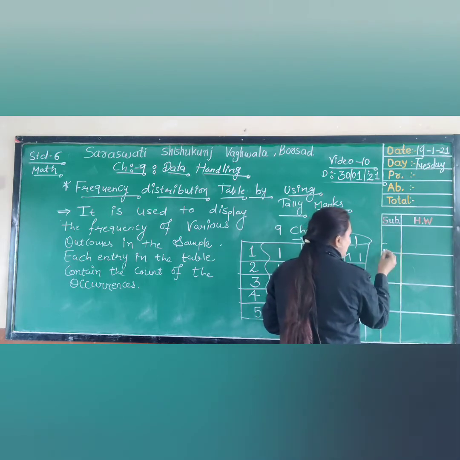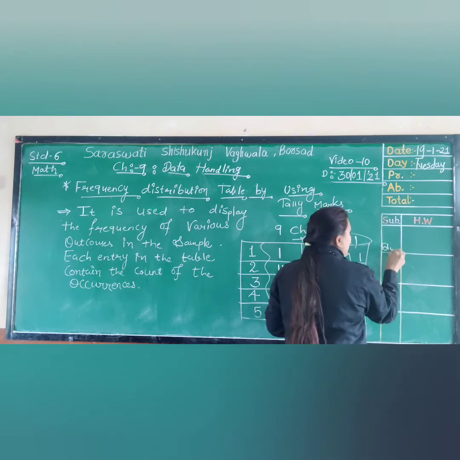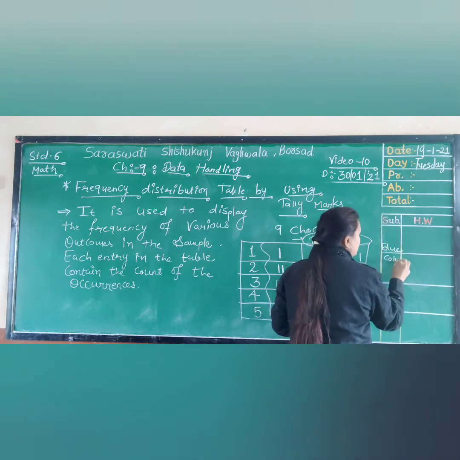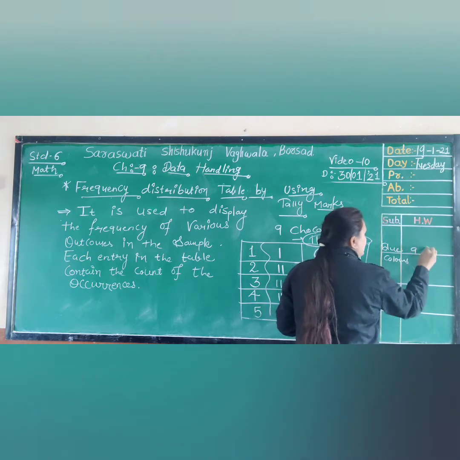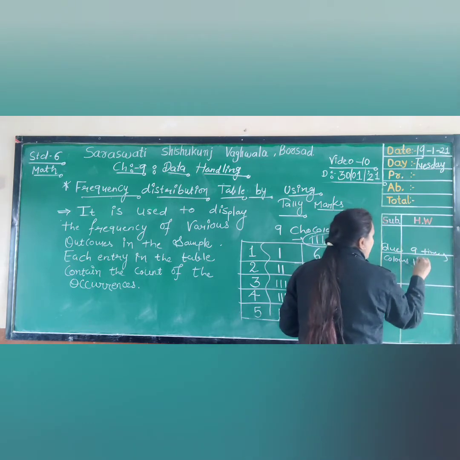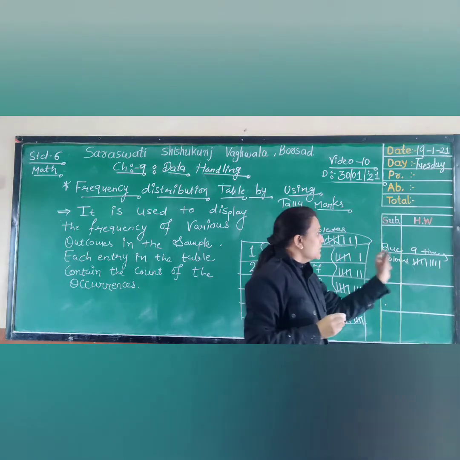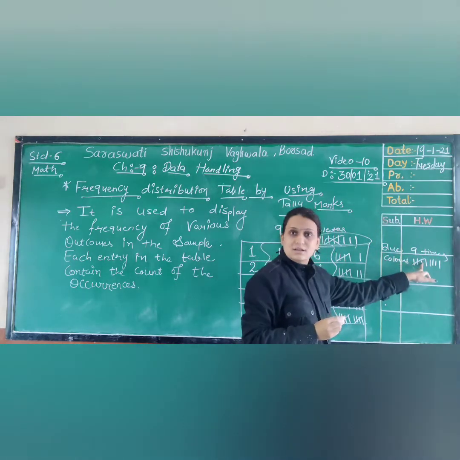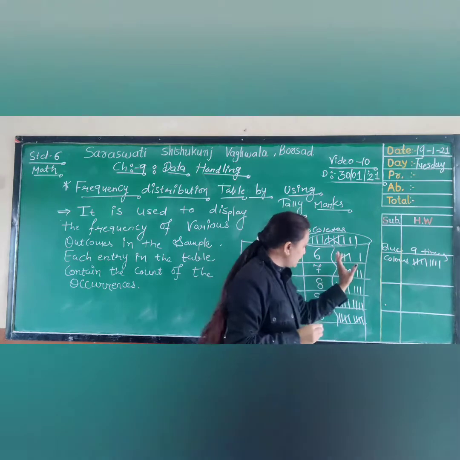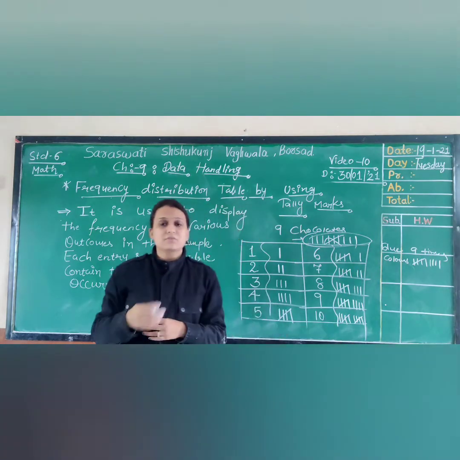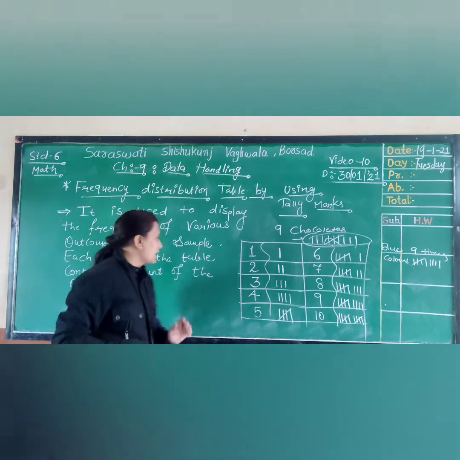Let us take one example. Suppose blue color occurs 9 times. We are going to define it by tally marks like this. So the frequency of blue color is 9. We use tally marks to define the frequency of particular data.